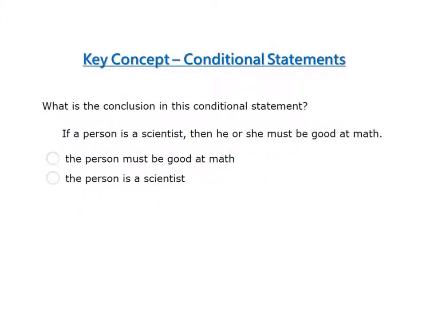This question is, what is the conclusion of this conditional statement? The conclusion comes after the word then. If a person is a scientist, then he or she must be good at math. What comes after the word then? He or she must be good at math. So of these two answers, there's the one, the person must be good at math.